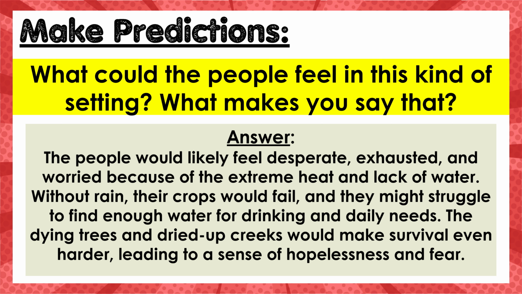Possible answer? The people would likely feel desperate, exhausted, and worried because of the extreme heat and lack of water. Without rain, their crops would fail, and they might struggle to find enough water for drinking and daily needs. The dying trees and dried up creeks would make survival even harder, leading to a sense of hopelessness and fear.